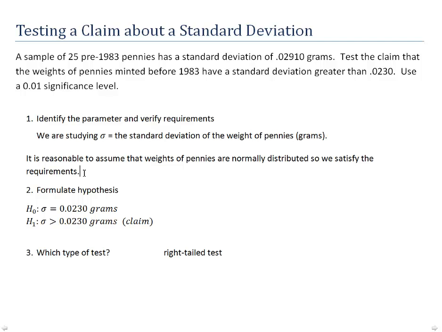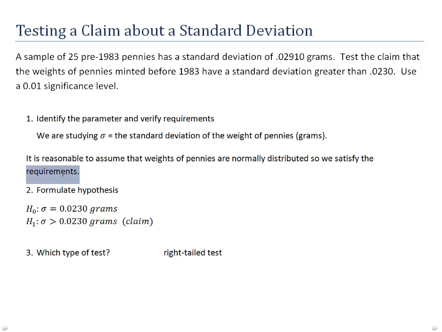Now, before we go any further, we always just pause and reflect to make sure that we've satisfied the requirements. In this case, we know we'll be using a chi-square distribution. When you study a standard deviation, testing a claim about it, or a confidence interval for that matter, you end up using the chi-square distribution. It has a very firm requirement that you need to be sampling from a normal distribution. The sample size doesn't help out here. You need to be starting with a normal distribution to begin with.